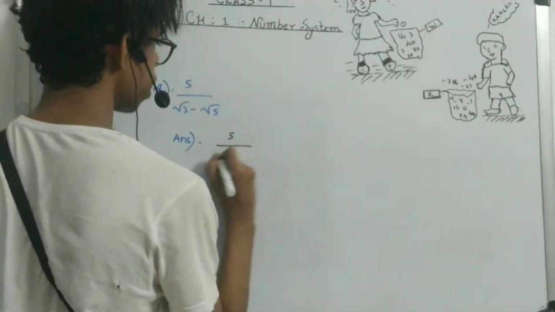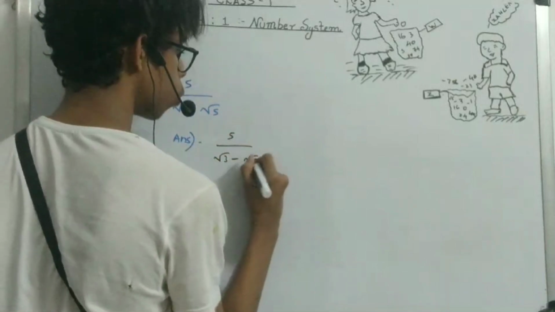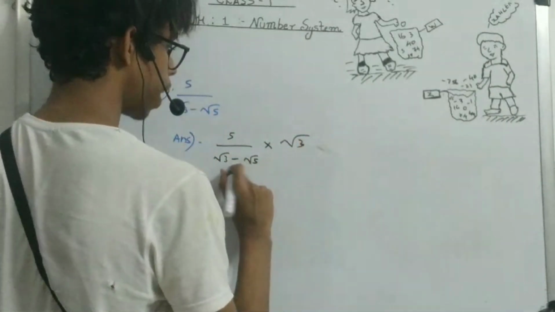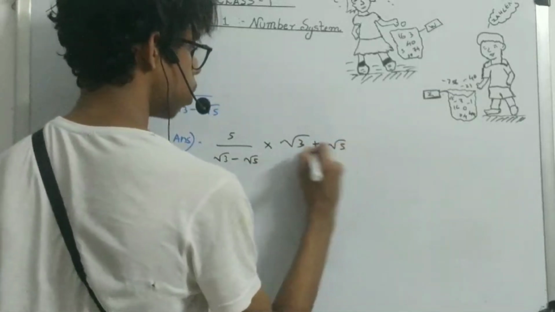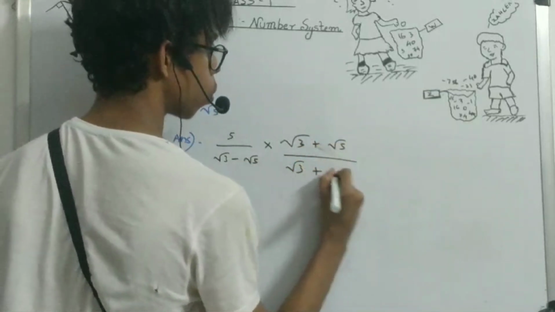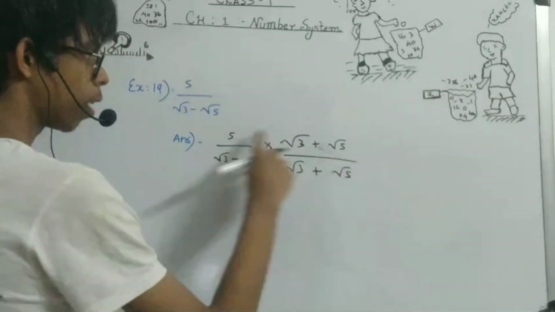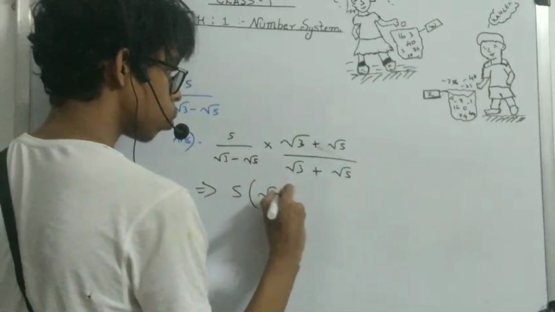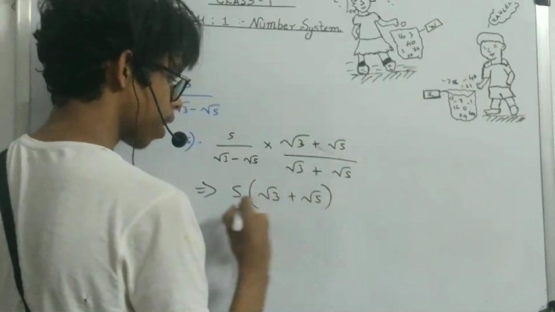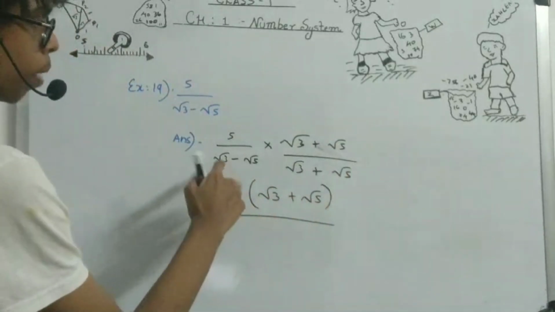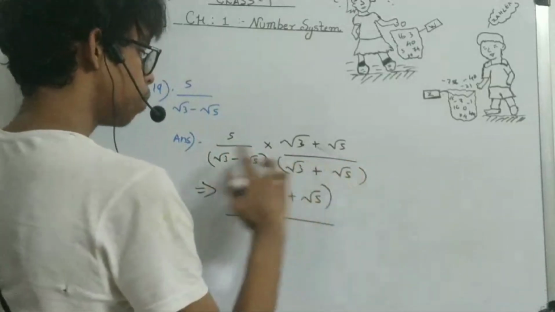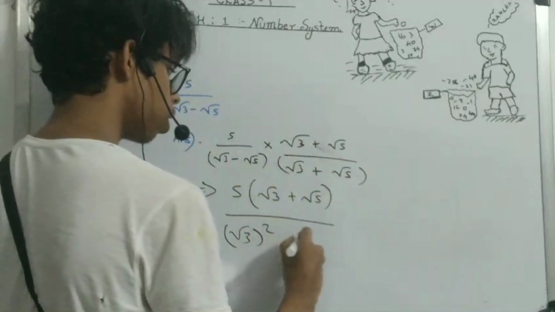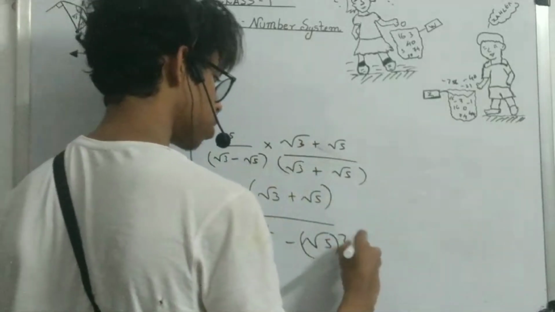So I can write 5 by root 3 minus root 5. I am multiplying and dividing it with the conjugate. So minus will become plus over here. Okay, so the whole divided by root 3 plus root 5. So 5 into this, how can we write? I will take 5, put a bracket over here, root 3 plus root 5. I can write the whole divided by the denominator. This is of the identity a plus b into a minus b. We know it is a square minus b square.